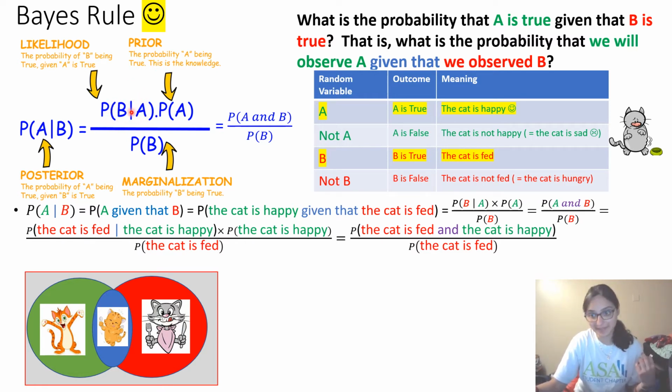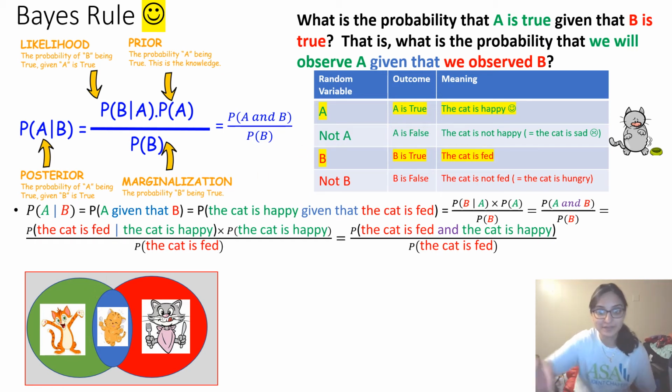So I would need to know that. And I would also need to have some idea of the probability that he is happy, divided by the probability that he's fed. Again, this is the prior information, so we may know this off the bat, but if not, sometimes we can just be given the probability that the cat is happy and the cat is fed as well. That's what A and B is, the probability that he's happy and fed. And these are the different outcomes.